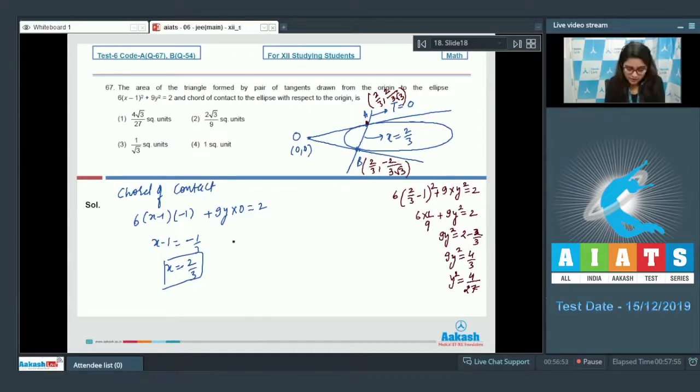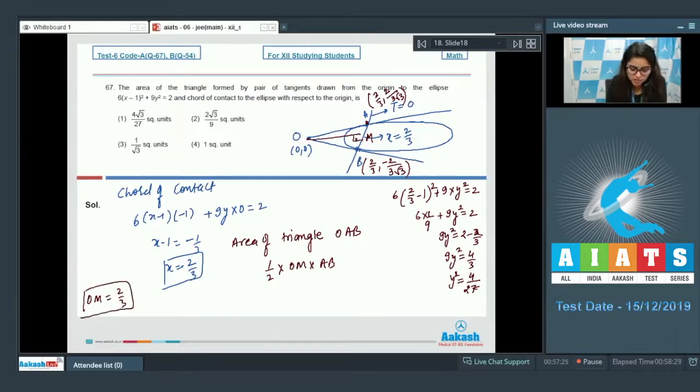So now you can calculate directly the area of triangle OAB: 1/2 into the length of the perpendicular from the origin to this line, that is OM, and the length AB. So just calculate OM, which is 2/3, because this distance is 2/3. So 1/2 into 2/3 into AB. AB is the distance between the two points, which is 4/(3√3). So the answer is 4/(9√3). Just multiply with √3 in numerator and denominator and you will get 4√3/27 square units. So option number 1 is your correct answer.